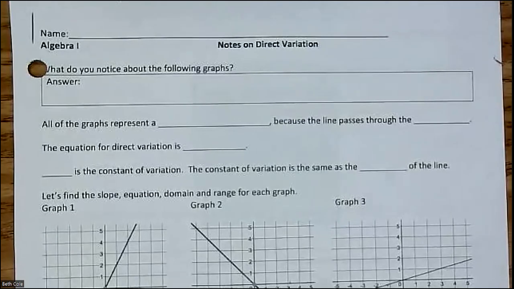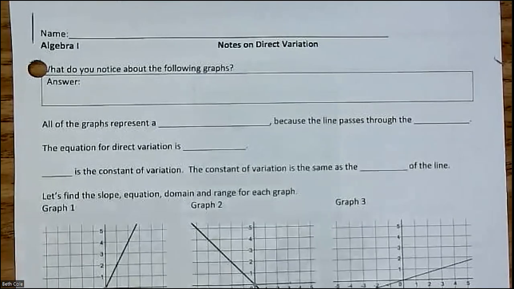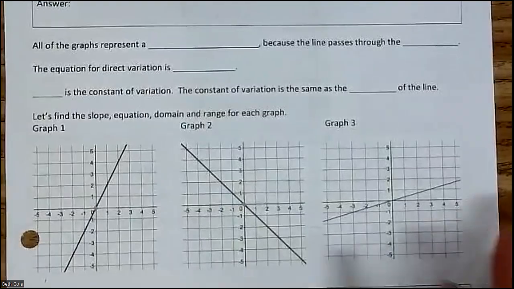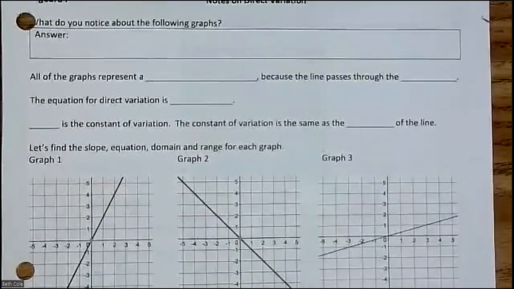So today we're going to do direct variation. Next time we'll do inverse variation, and those are our last two topics. So what we're going to do is look at these three graphs and decide what we notice about them. And what do you notice about them?